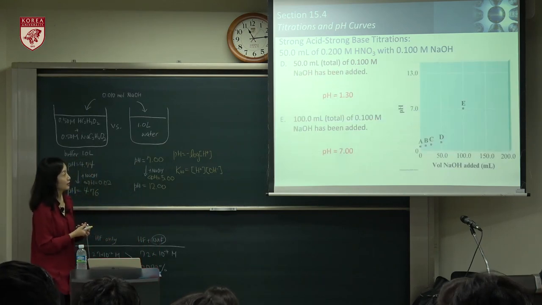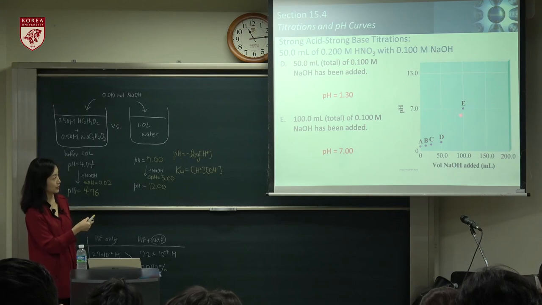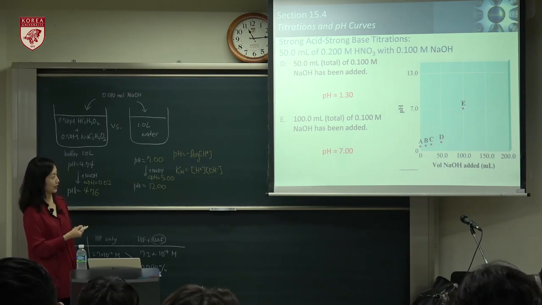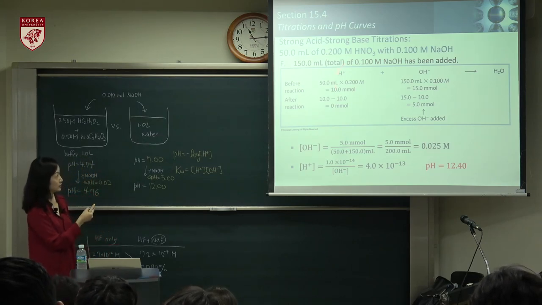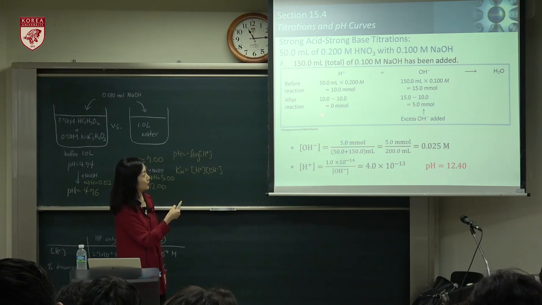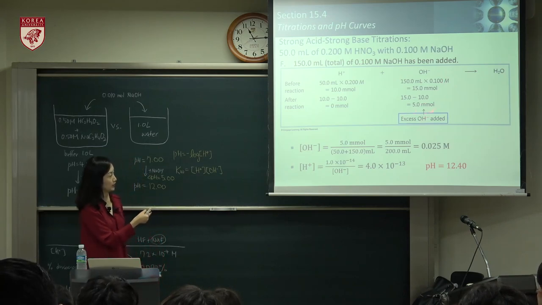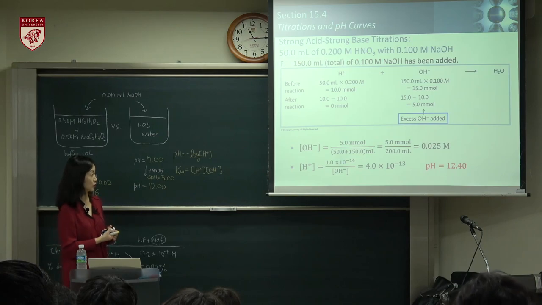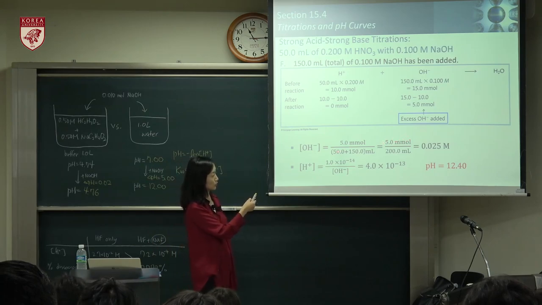Okay, so if we mark points D and E on our titration curve, D was over here and E right here, okay? So now let's add 150.0 mL of the 0.100 molar NaOH, okay? Now we see that after the reaction, we're left with no H+. Everything has been used up, okay? And we have excess OH-. So we're left with 5.0 millimoles of OH-. So the concentration of OH- is then 5.0 millimoles over the total volume.